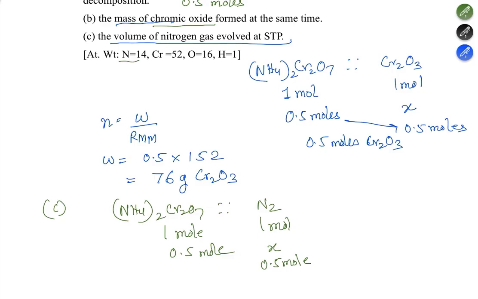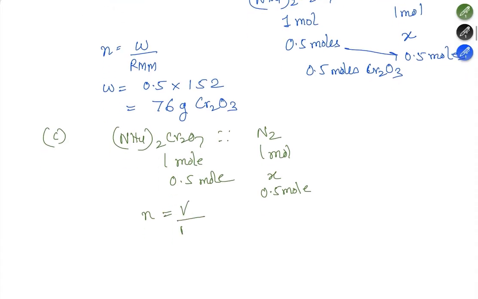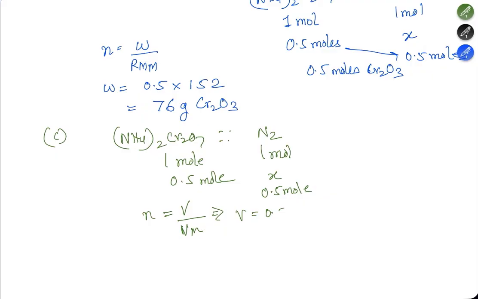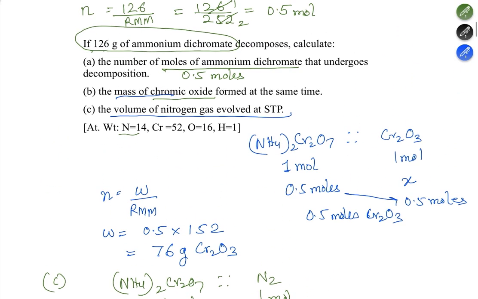But here you have to calculate the volume of the gas. So we got to know the moles of the gas, then we can apply the formula: volume equals moles times the molar volume. So it is 0.5 multiplied by the standard volume, 22.4 liter, and you can multiply easily and get the answer, which is 11.2 liter.